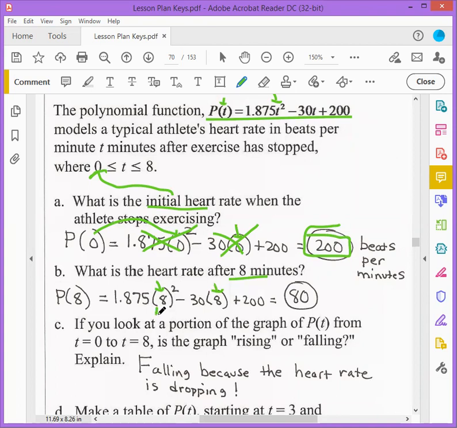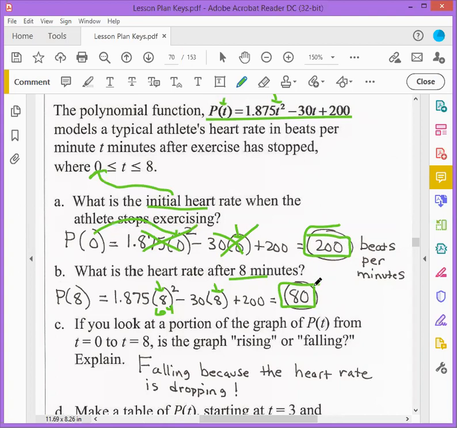Remember 8 to the second power, that gives us 64. We'll multiply times 1.875, minus 30 times 8, 240, and then plus 200. We should get 80 beats per minute. So P of 8 is 80 beats per minute, the heart rate after 8 minutes.